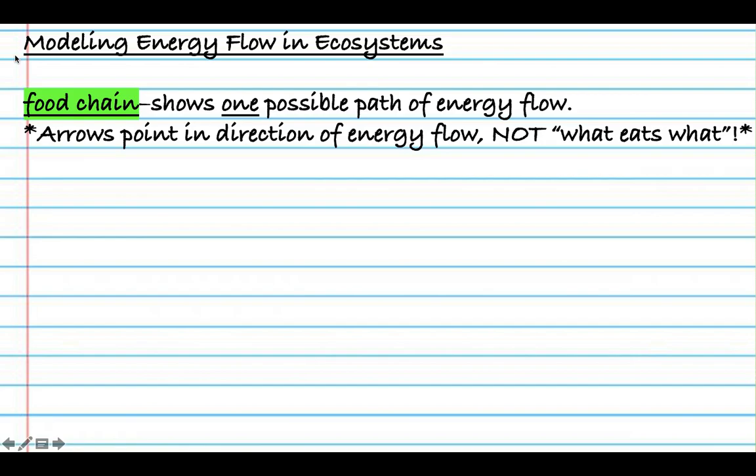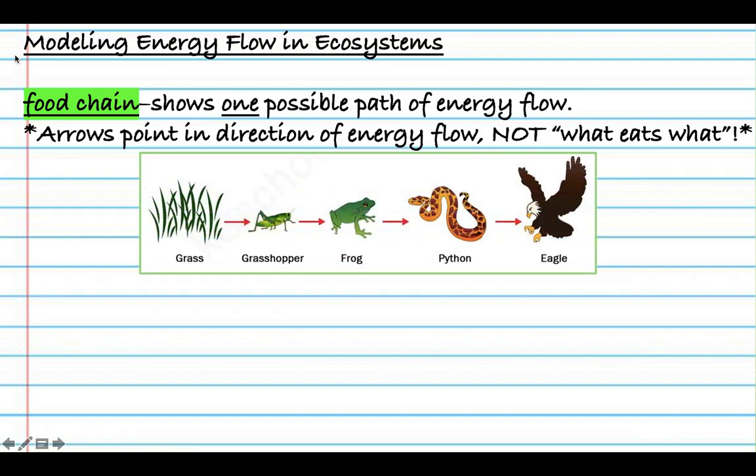So for example, let me show you. Here's our food chain. The grass is pointing to the grasshopper because the energy from the grass will go into the grasshopper when it consumes the grass. Okay, we're not pointing the arrow the other direction saying the grasshopper eats the grass. So make sure that makes very clear sense. And this is again just one possible food chain, one possible path of energy flow for this given ecosystem.